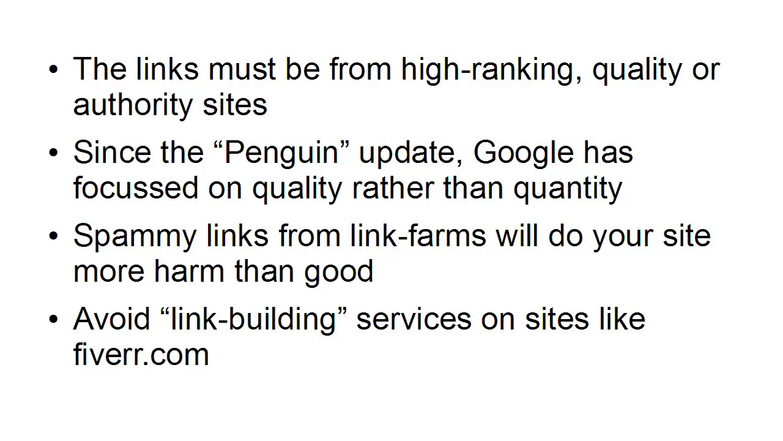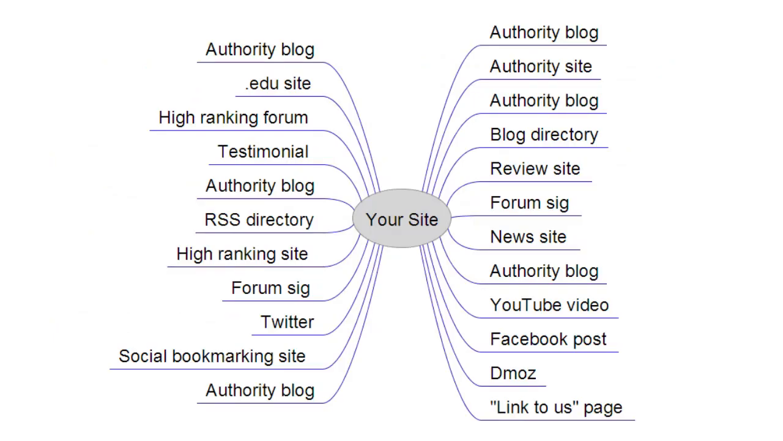Now, this diagram gives you an idea as to a typical linking to a site. You can see they are from lots of different types of sites. You've got from authority blogs, from a .edu site, high-ranking forum, from testimonials, RSS directories, high-ranking site, forum signature, YouTube video, Facebook post, Twitter, social bookmarking sites, DMOZ, link to us page, and so on. And obviously, the more links you can get, the better. But as I was saying just now, do bear in mind that they do need to be quality links.